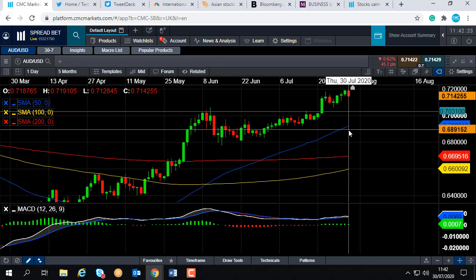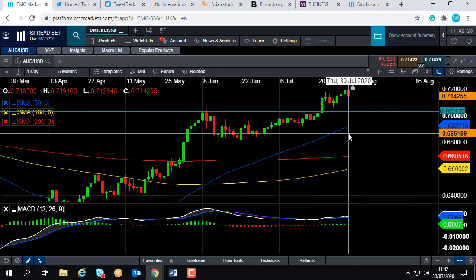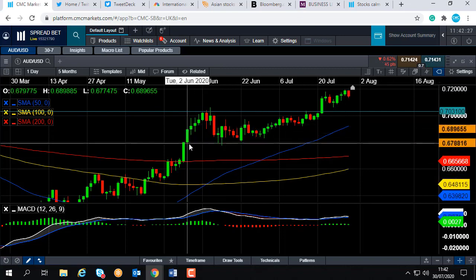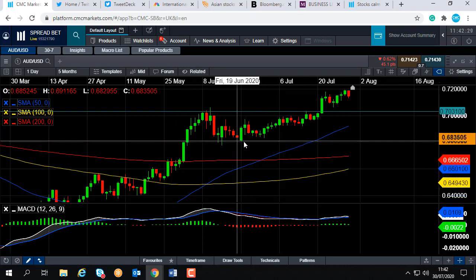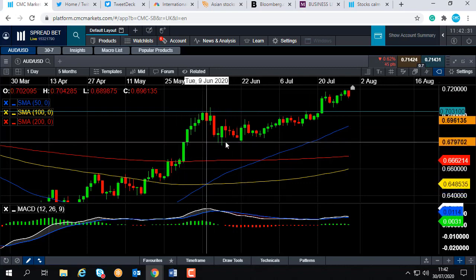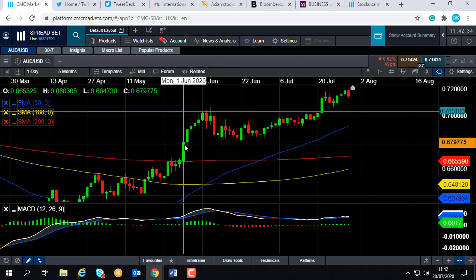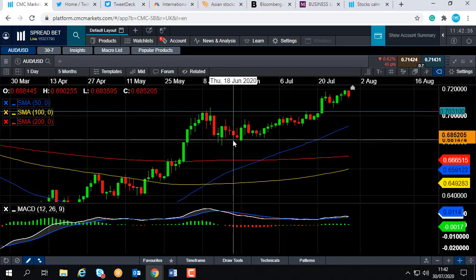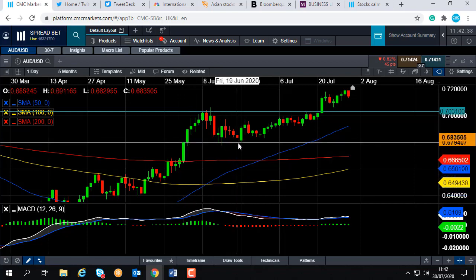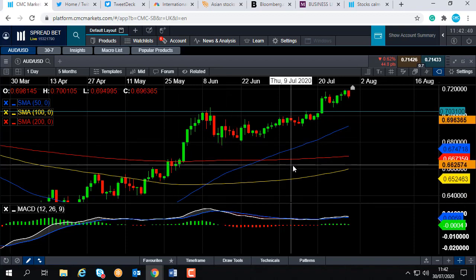And even if you go below the 50-day moving average, at 0.6922, this zone here around 0.68, we can see on a few occasions in late May, into early June, there was some consolidation in around that area, so keep an eye out for that area as well.